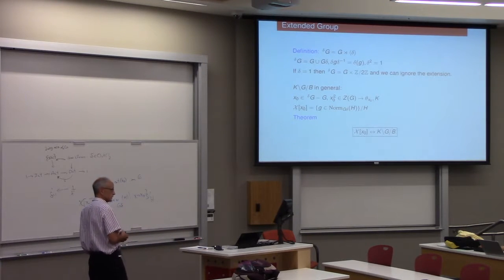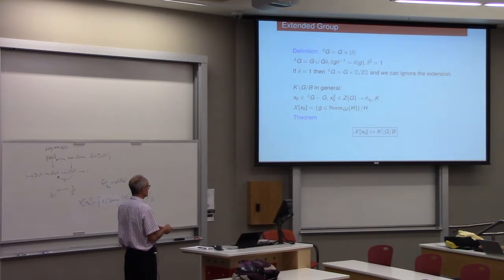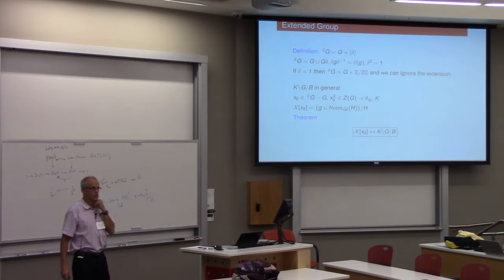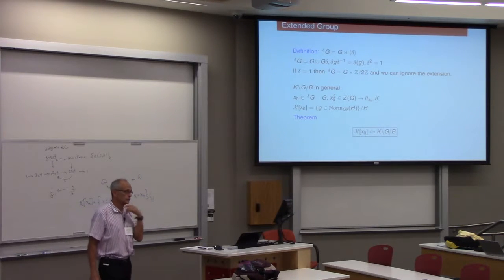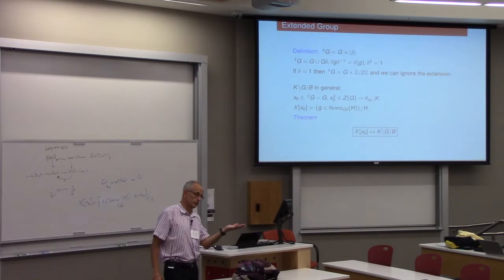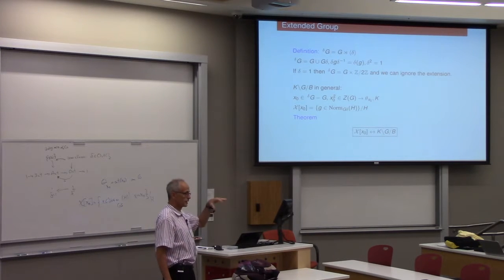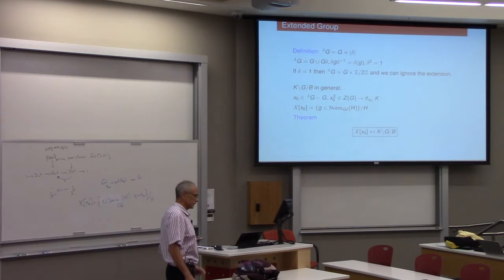And then the theorem is the same: if you define K with respect to this X naught, then this space is naturally parameterized as K orbits on G mod B. So the moral of the story is, in order to handle the non-compact inner class, you just need this extended group with this extra delta, and that comes along for the ride and causes you endless headaches.